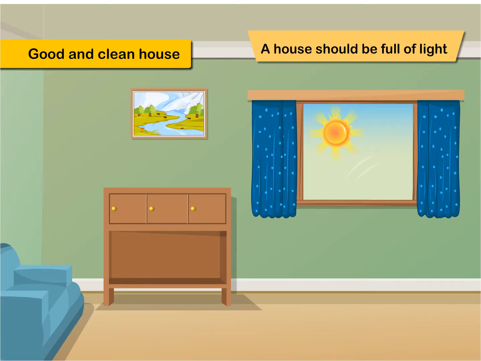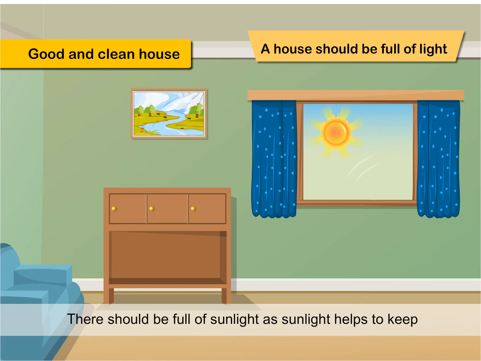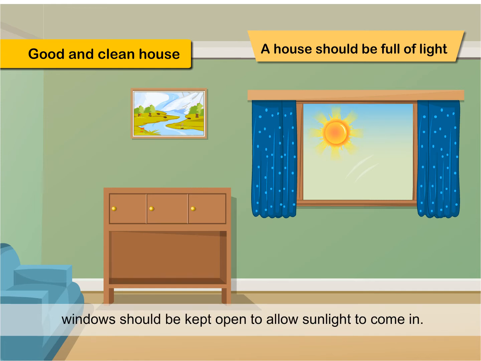A house should be full of light. There should be plenty of sunlight, as sunlight helps to keep the house free from germs. During the daytime, the windows should be kept open to allow sunlight to come in. Insects live in dark and damp places and may cause diseases. Germs also grow in dark and damp places.